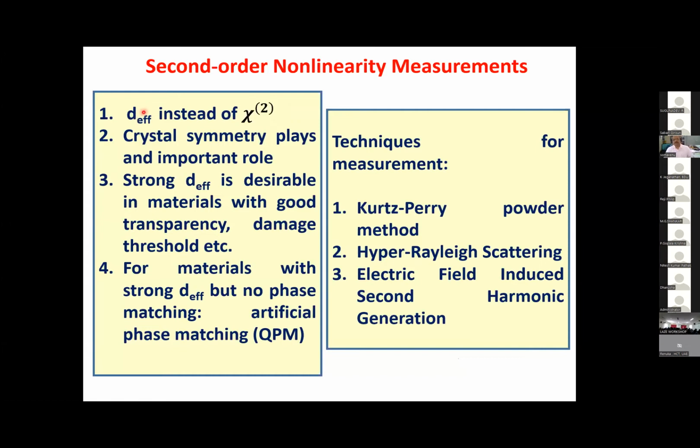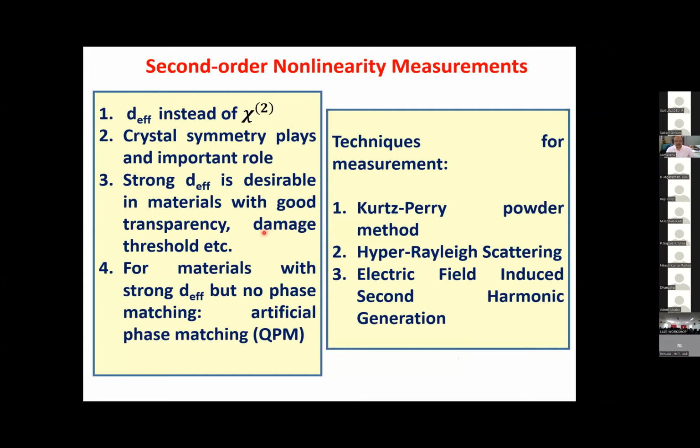So whenever we talk of a second order nonlinear material, we always talk not of the Chi2 value, we talk of D effective. So any crystal you talk about, we look at the D effective, which is equivalent to a second order nonlinear optical coefficient. And crystal symmetry plays an important role in second order nonlinear optics. A strong D effective is desirable. Of course, you need to have good transparency because both the fundamental and second harmonic need to come out of the crystal. If you have a high damage threshold, it should not get damaged when you put in too many photons.